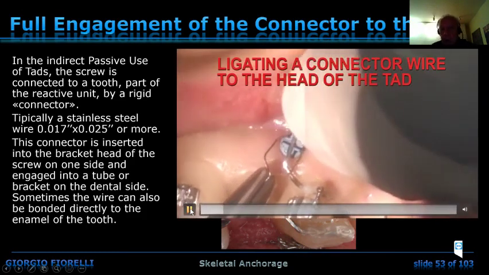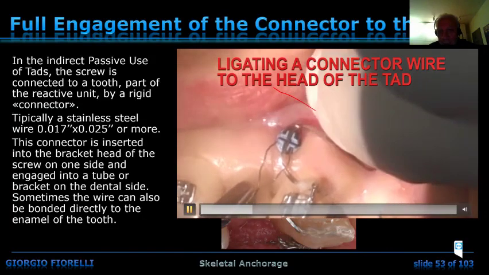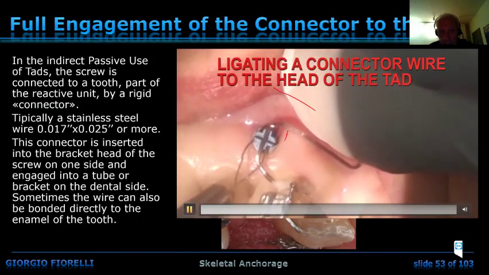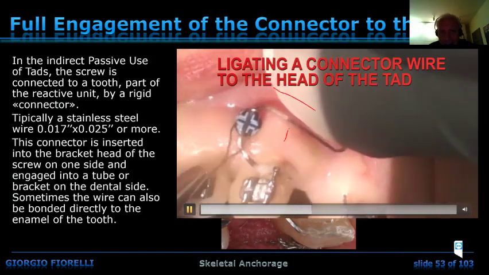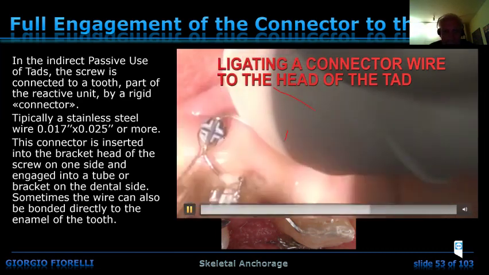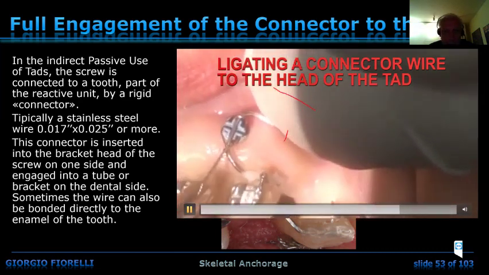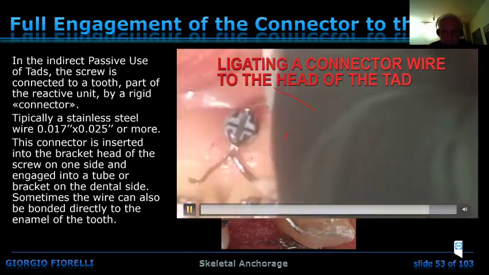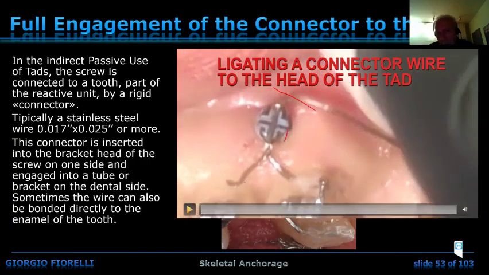Here is just to show you a connection. This is the wire. I cannot draw it because everything is moving. The wire, you see, it's inside the bracket, and I make a ligature as if it was a normal bracket. You might spend some time to bend this wire so that it's passive. Here is just some composite on top of it, and maybe it takes 5-10 minutes to make this wire, and then to make the ligature.